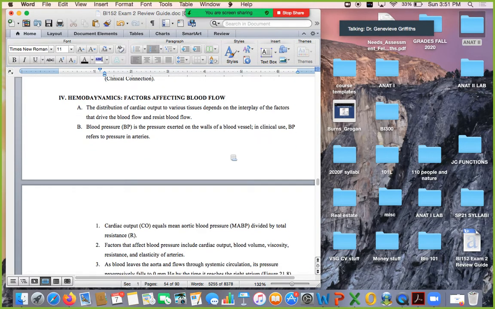Okay, so blood flow is dependent on multiple different factors, and how all of these factors interrelate with one another is called hemodynamics. And that actually is going to be dependent on the distribution of the cardiac output to different tissues. It depends on the interplay of all of these factors that are going to drive the blood flow and resist the blood flow. And blood pressure is basically how much pressure is exerted on the inside walls of a blood vessel. In general, we're going to be looking at the pressure in arteries. Why? Because venous return doesn't really have very much, if any, blood pressure at all.